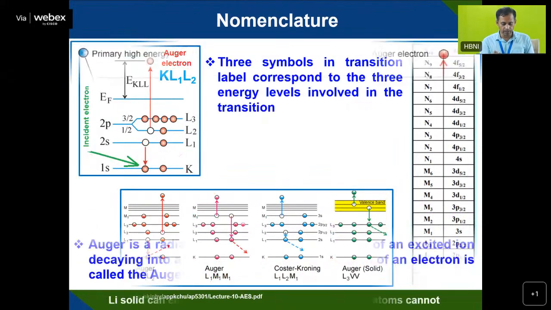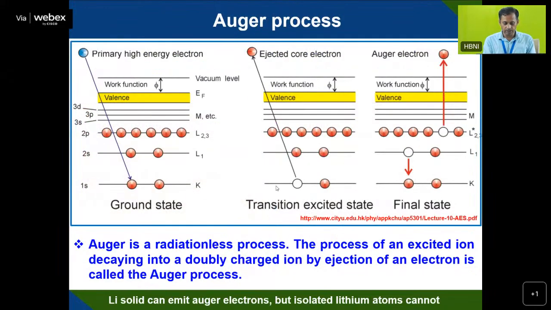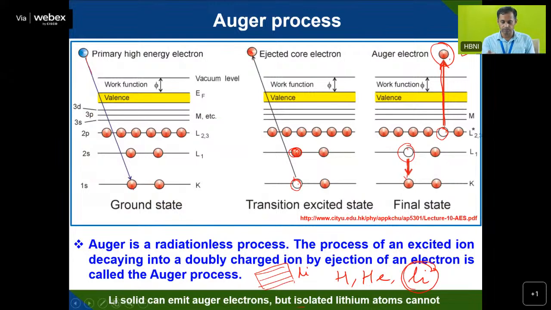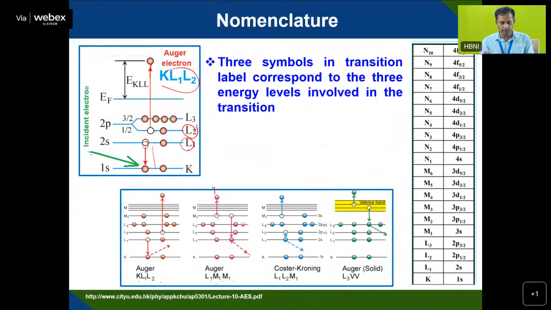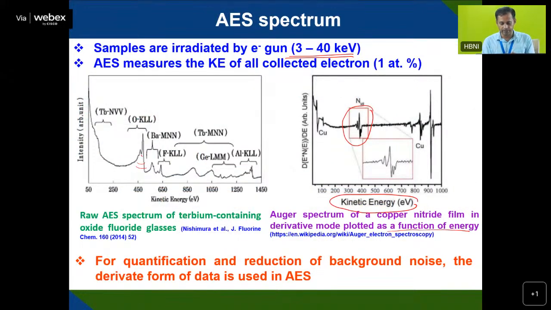So the main difference from XPS is that here it is a 3 electron process in the case of Auger electron spectra, whereas in XPS only one electron comes out. Being a 3 electron process, hydrogen, helium, and lithium cannot be detected in this case.